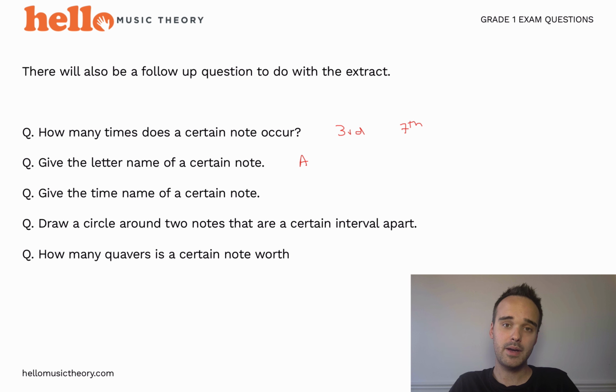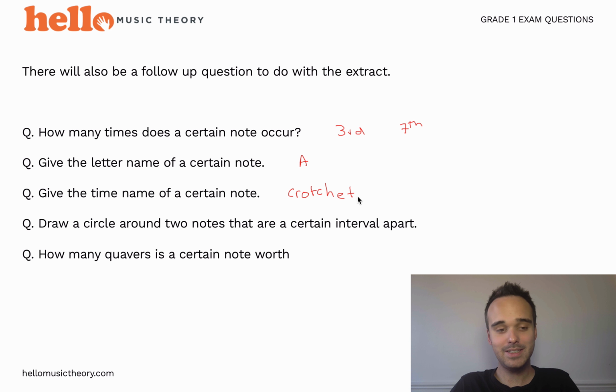You might have to give the time name of a certain note. So give what is the time name of the 1st note in the extract, and it could be any of those notes, but it could be like that. By time name, I mean, is it a quaver? Is it a crotchet? Is it a semibreve? Is it a semiquaver? It could be any of those. That's another thing that they might ask. Let me just finish off writing crotchet.